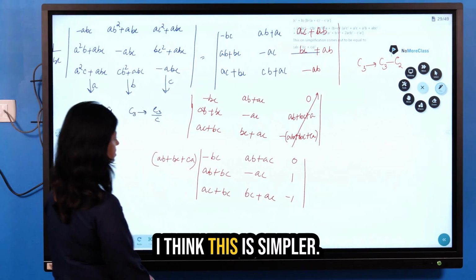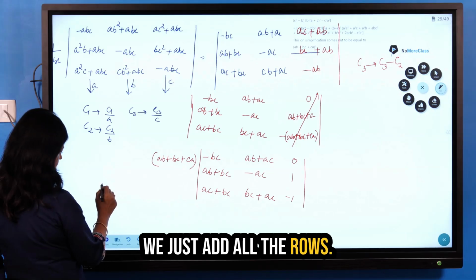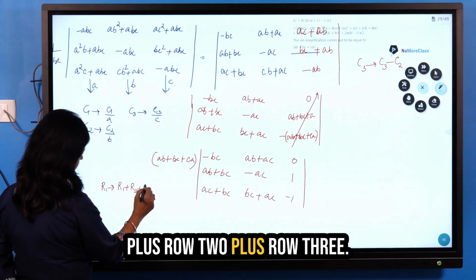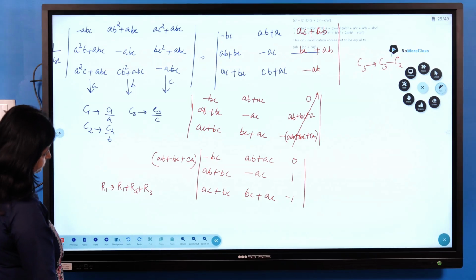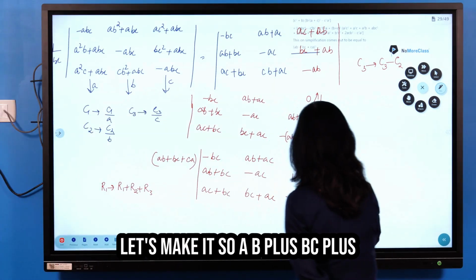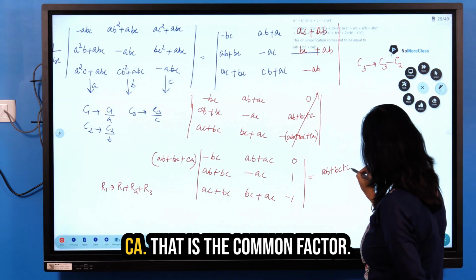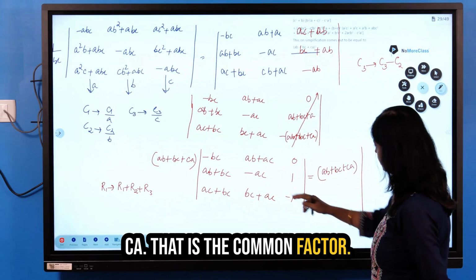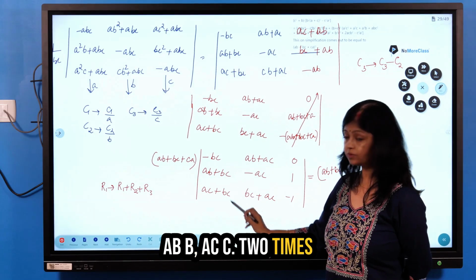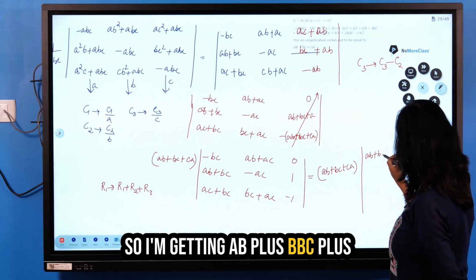Okay, I think this is simpler. We just add all the rows. So row 1, let's make it row 1 plus row 2 plus row 3. So AB plus BC plus CA, that is the common factor. If we add everything, what am I getting? AB, AC, 2 times BC, but 1 minus BC. So I am getting AB plus BC plus CA.